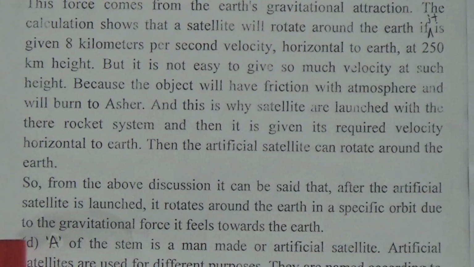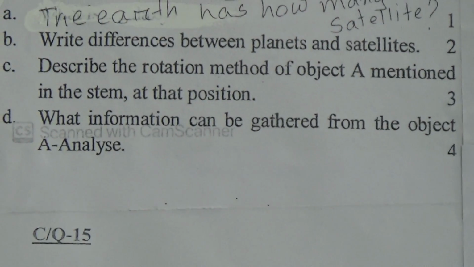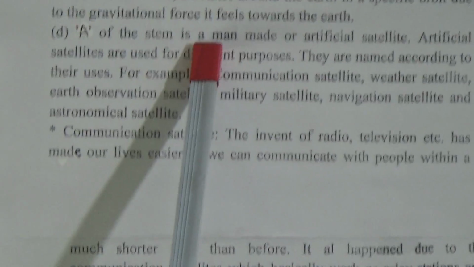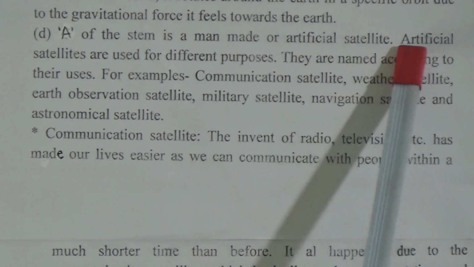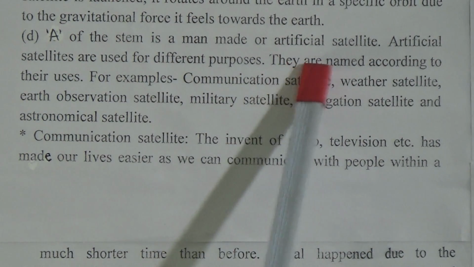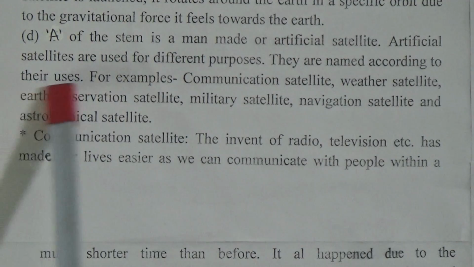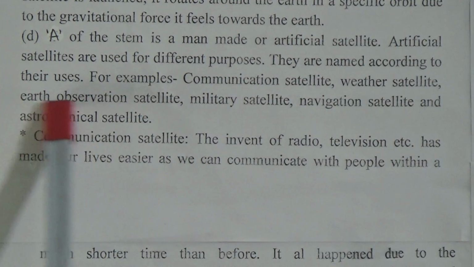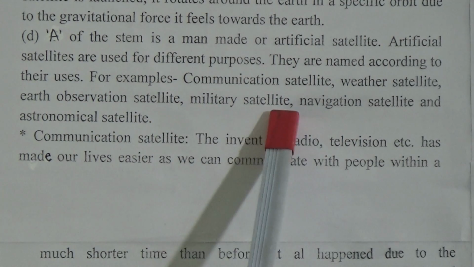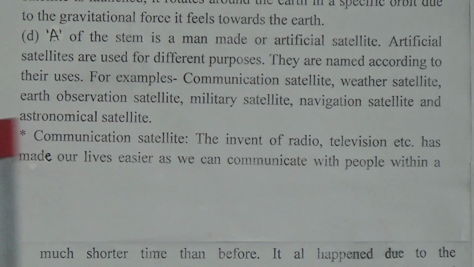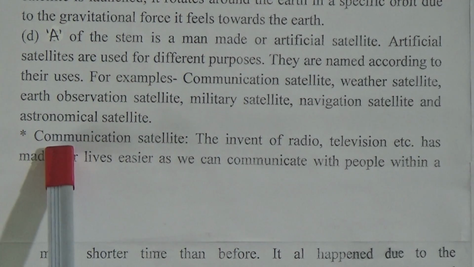Now we will discuss the D. The question was, what information can be gathered from the object A analyzed? The answer of the D is, A of the stem is a man-made or artificial satellite. Artificial satellites are used for different purposes. They are named according to their uses. For example, communication satellites, weather satellites, earth observation satellites, military satellites, navigation satellites, and astronomical satellites. Now we will discuss these types of satellites.